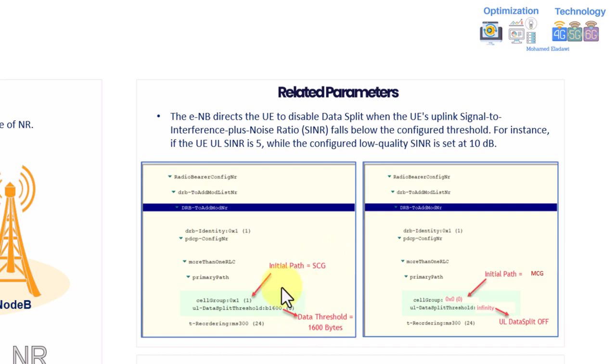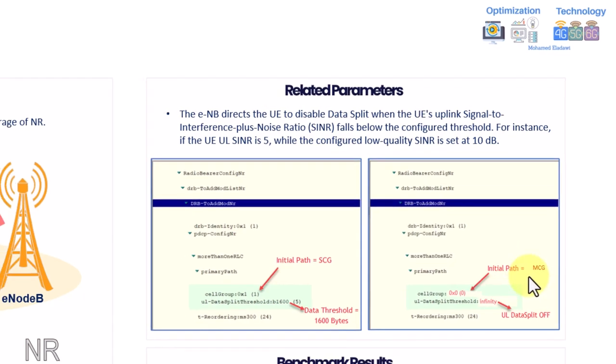The initial path, and this is the most important, was SCG. So once this condition is achieved, this RSG configuration will be delivered again from the eNodeB to the UE to instruct it to only use the 4G leg. So it will first of all disable the data split. It will make this value infinity, and it will change the cell group from 1, for example, to 0, to advise the user to start using the 4G leg for the 4G uplink transmission.